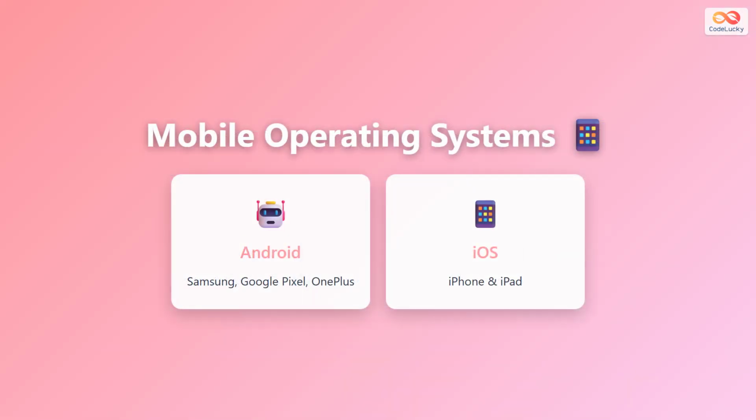Mobile devices also run operating systems. Android powers smartphones from brands like Samsung, Google Pixel, and OnePlus. Meanwhile, iOS is the operating system that runs on iPhones and iPads, providing a seamless Apple ecosystem experience.